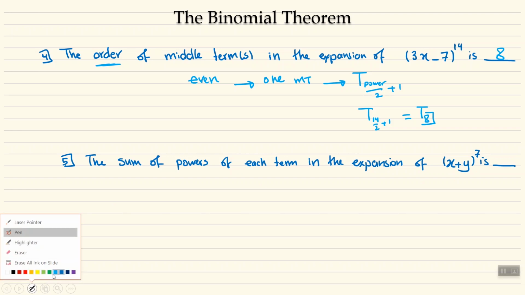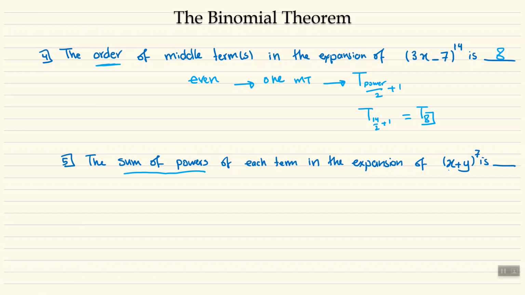Okay, this is quite an easy question. The sum of powers in any expansion that looks like this is the same as the power here. So the sum of powers in each term is always going to be the same as the power here, which is going to be 7. So the sum of powers is 7 as well.